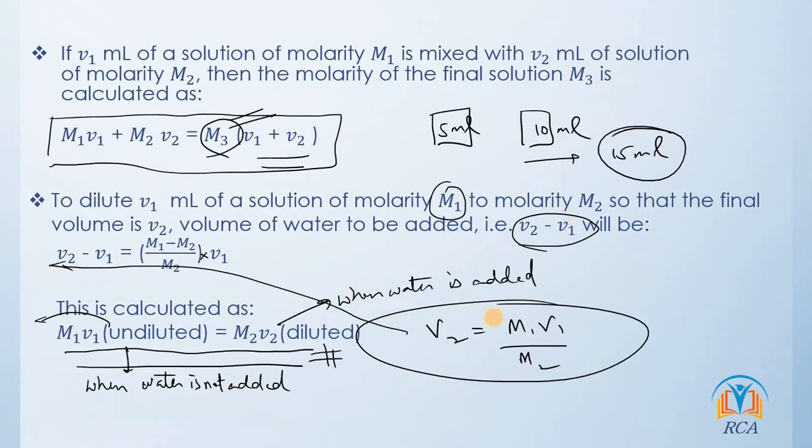So these are the key points that we need to remember, guys. The relation between normality and molarity, and also these relations regarding molarities, because these are very important in context of the numericals that we face in our board exams and also in JEE Mains and Advanced both, guys.